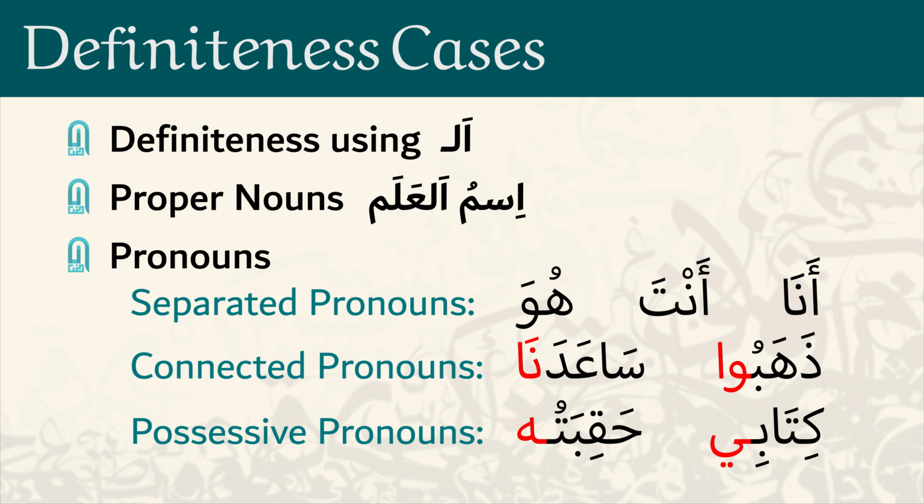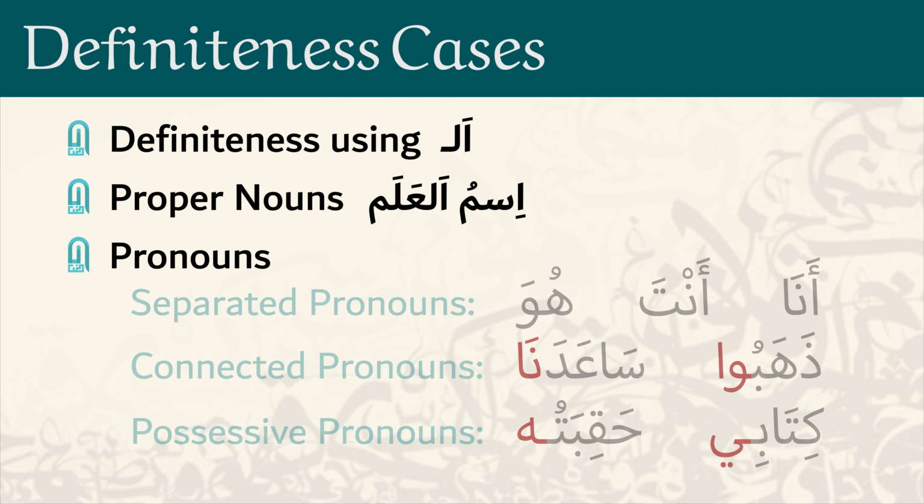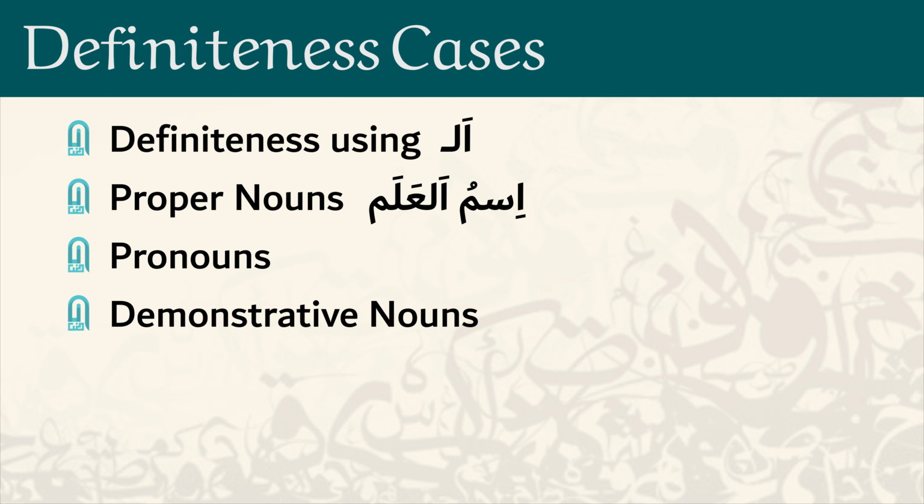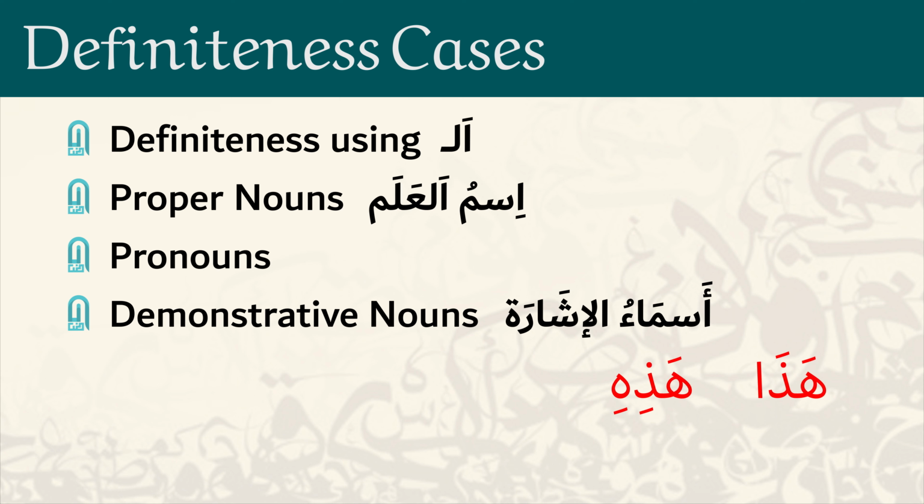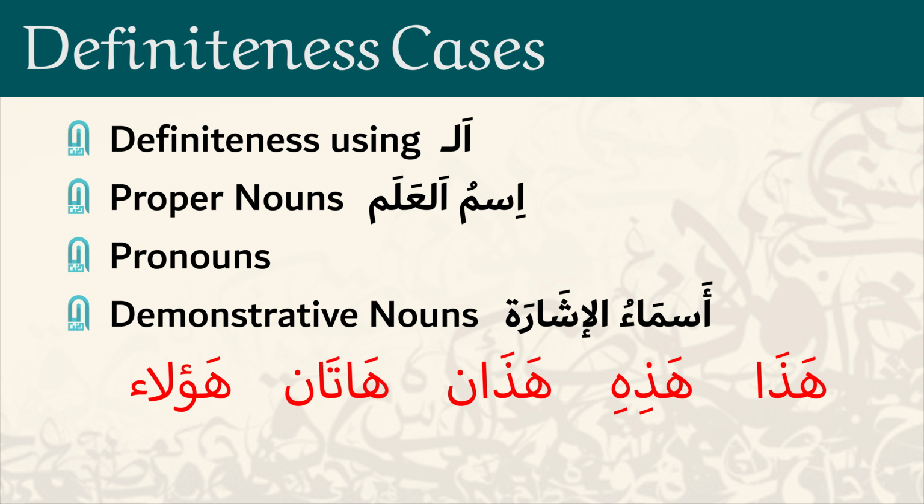possessive pronoun, means his. The fourth case is demonstrative nouns, or what we call أسماء الإشارة. هذا and هذه mean this. هذان, هاتان, هؤلاء mean these. They are pronouns in English, but here in Arabic they are nouns, and they are also definite by default.